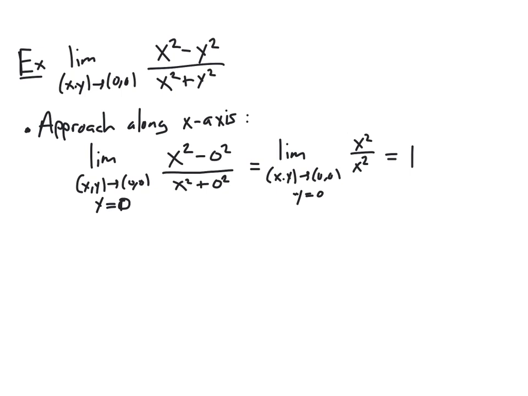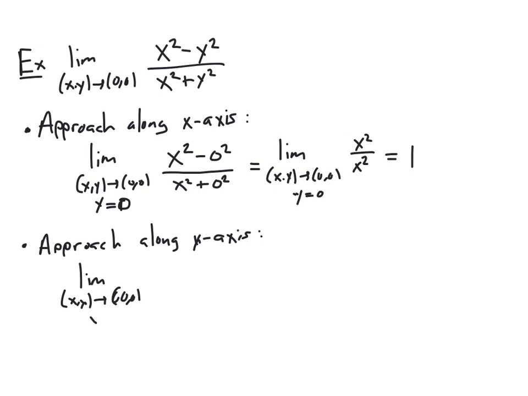And so what we now need is to find a different approach, a different path that gives us a different limiting value other than 1. And so a natural thing to then pick would be the y-axis. So we're going to approach this along the y-axis. And so now we have the limit as (x, y) approaches (0, 0) along the line x equals 0. And now we have x being 0, so this is going to be 0 squared minus y squared over 0 squared plus y squared.